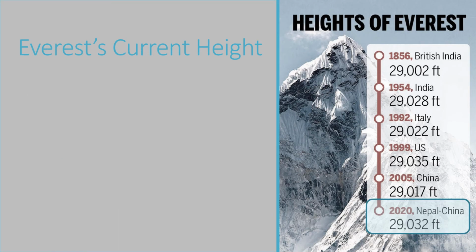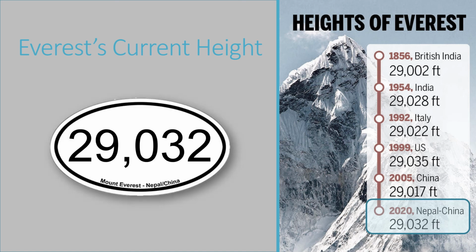Mountains are always growing and shrinking, so they're constantly being measured. Recently, it was announced that Everest has grown to an elevation of 29,032 feet. And just in case you were wondering, that does not include the 11 feet of snow and ice on top.